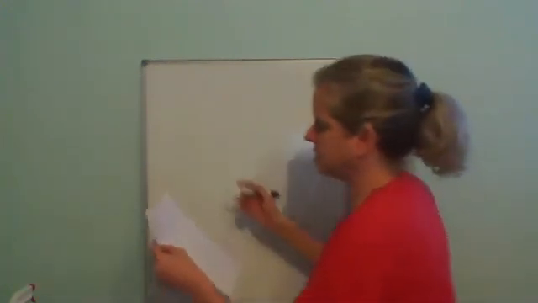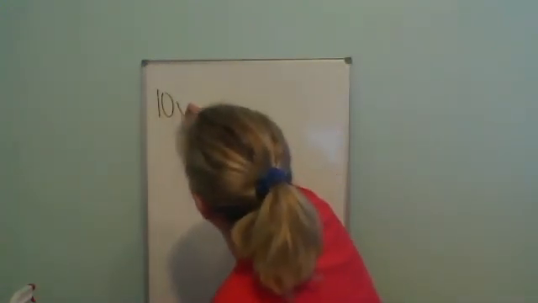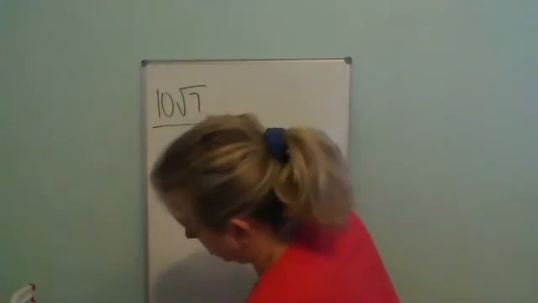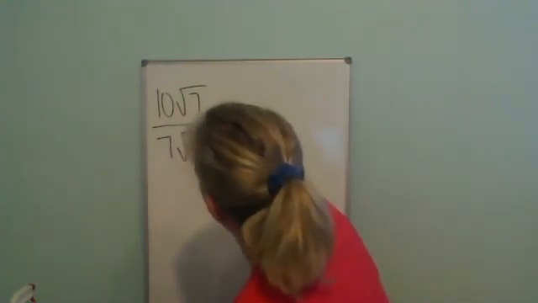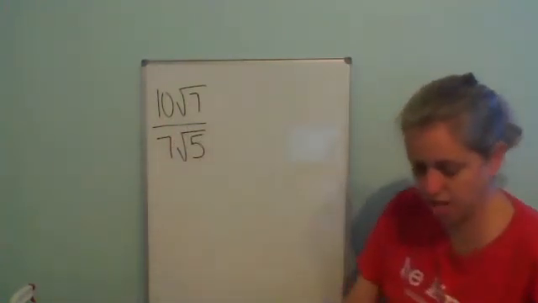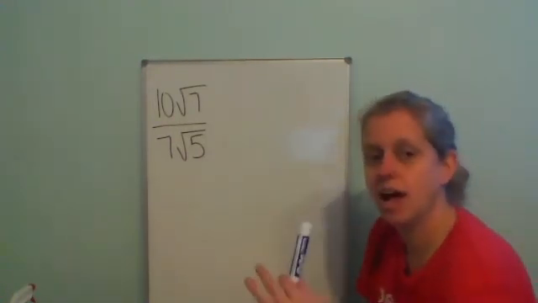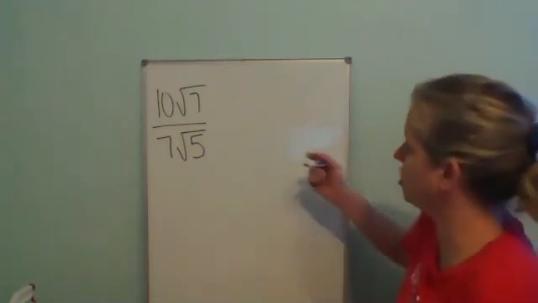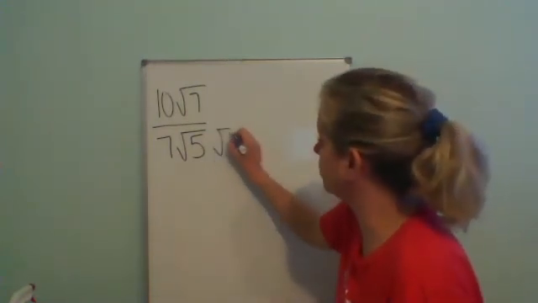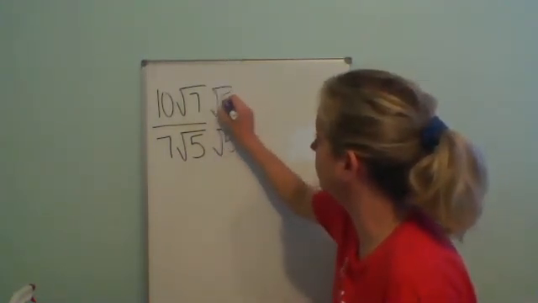Number 22. Again, rationalize the denominator. You've got 10 square roots of 7 over 7 square roots of 5. So again, we're just trying to make sure that that 5 turns into a perfect square so that I can take the square root of it. So whatever that square root is, that's what you're going to multiply by.